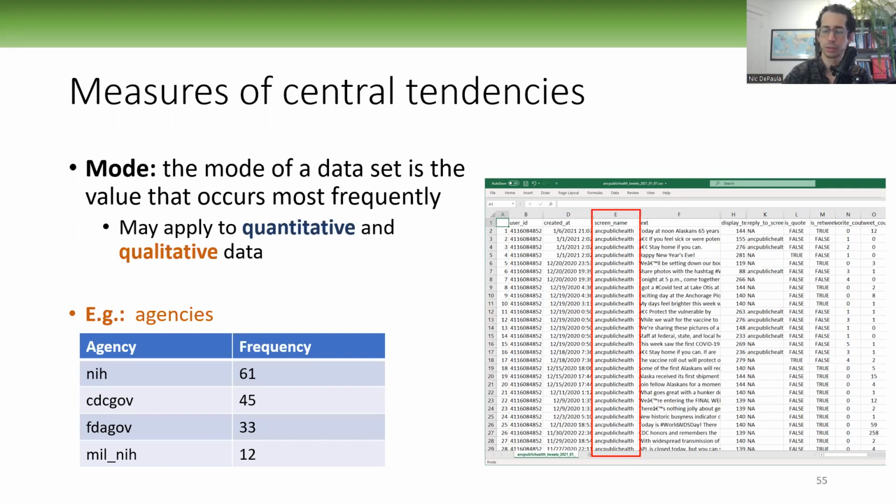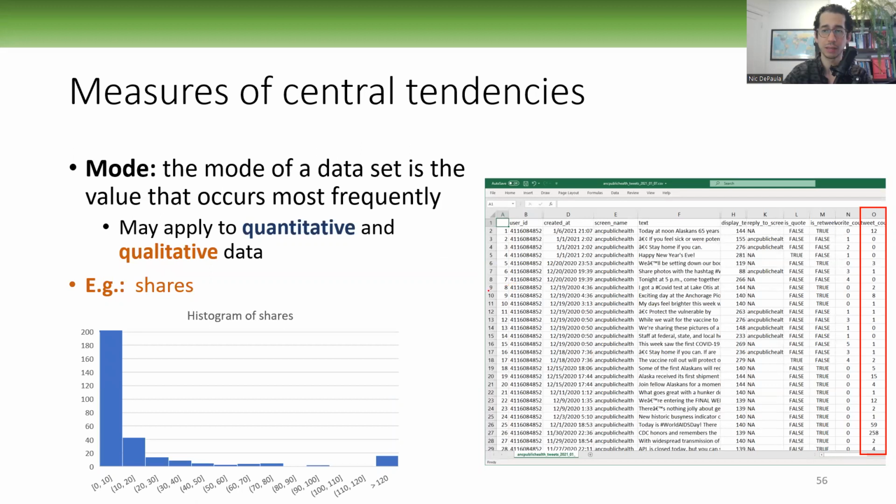So we're talking about, before, the agencies, counts of agencies. We see that in this data set of tweets, there are 61 from NIH, 45 tweets from CDC, 33 from FDA, and so on. So the mode in this case is the category that appears most often. If this was the top one, then NIH would be the mode because it's the category that appears most often. In terms of quantitative data, the mode is the value that appears most often.